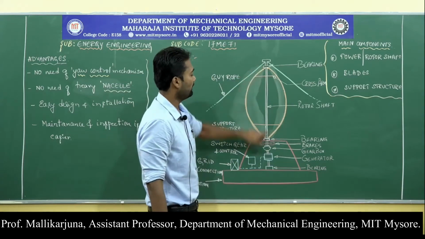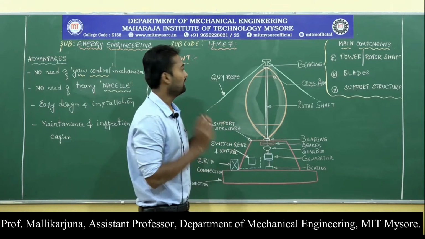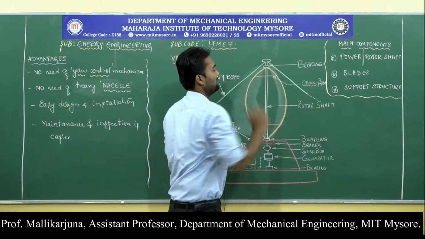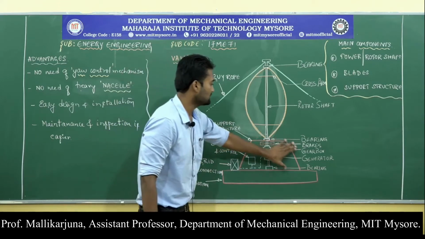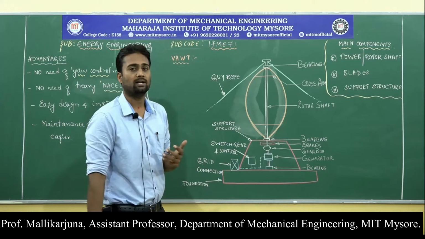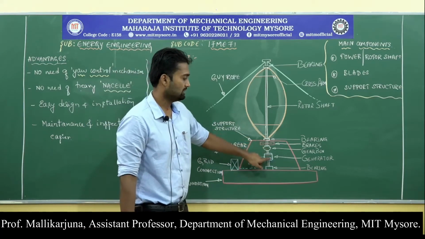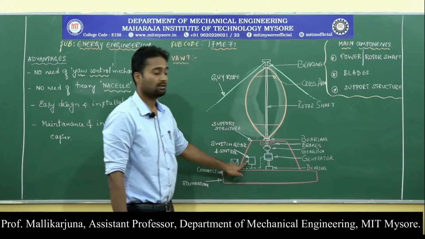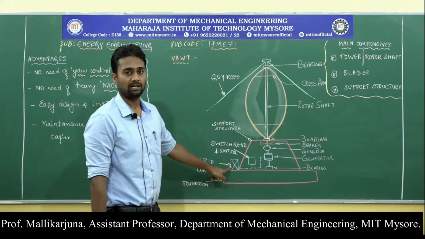At the top and bottom, we have bearings which support the shaft to rotate, and the shaft is guided by guy ropes on either side. Next thing is the support structure. Inside the support structure, we have power generating elements such as brakes, gearbox, generator, and then switch gear control mechanism as well as grid connection.